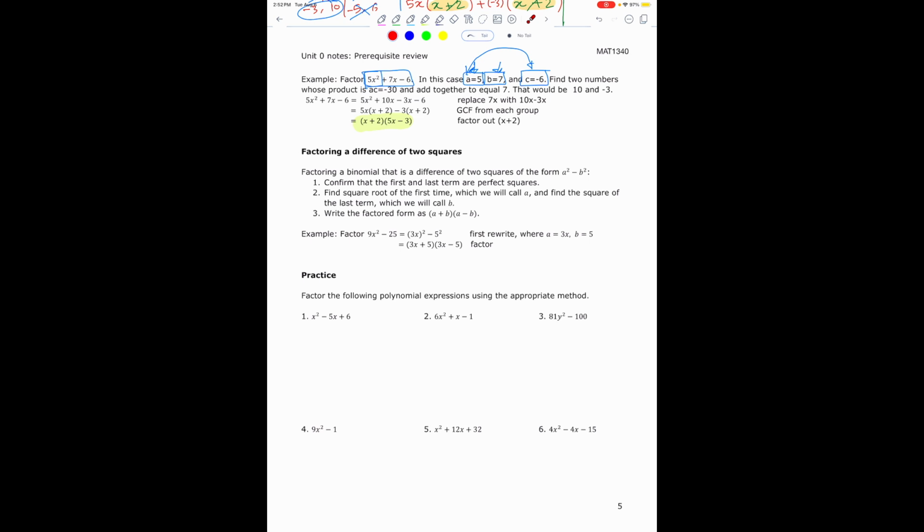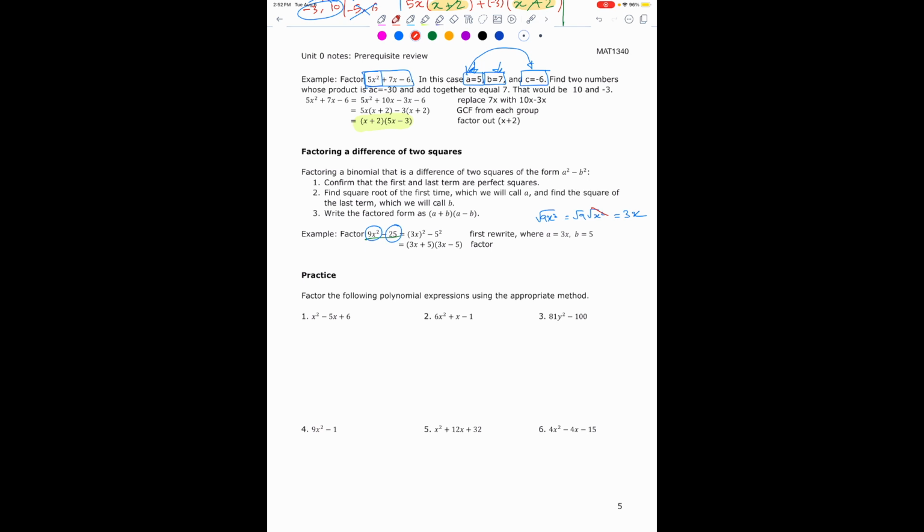So let's take a look at an example here. If you have 9x squared minus 25, notice how the first term is a complete square, the second term is a complete square, and the sign in between them is minus. So we're going to take the square root of the first term. The square root of 9x squared is the square root of 9 times the square root of x squared. The square root of 9 is 3, and the square root of x squared is x. Basically, the square and the root cancel together.